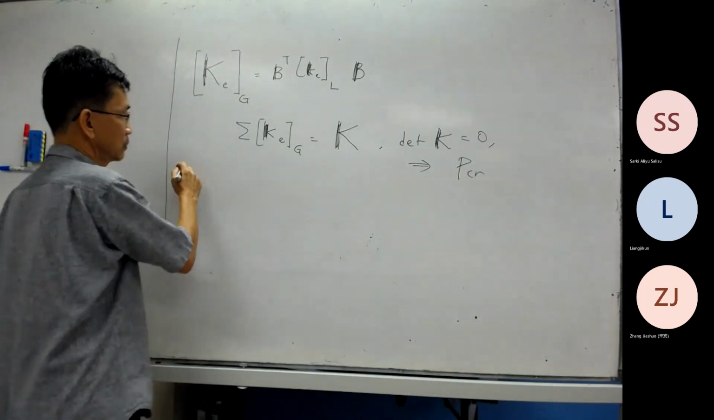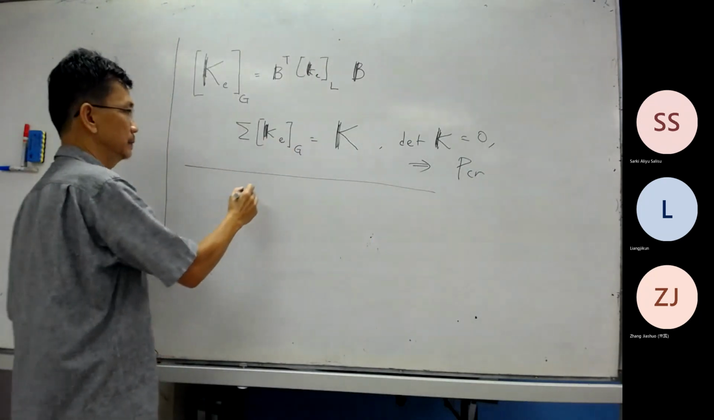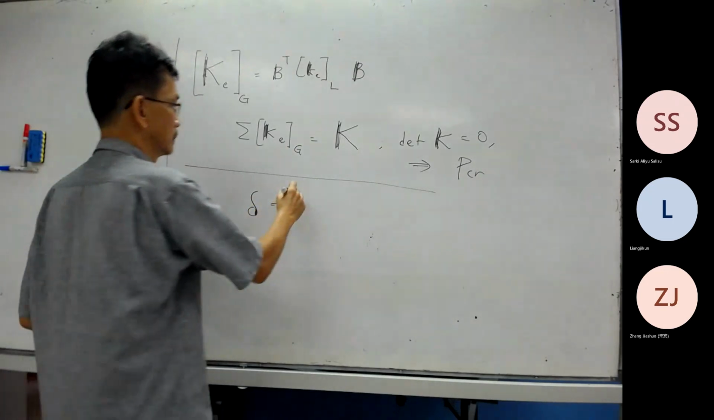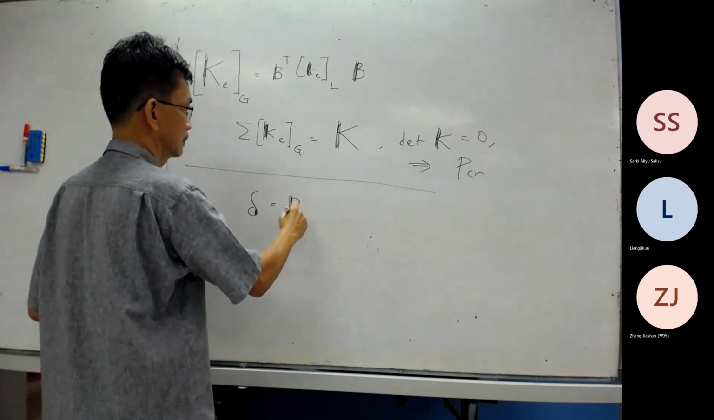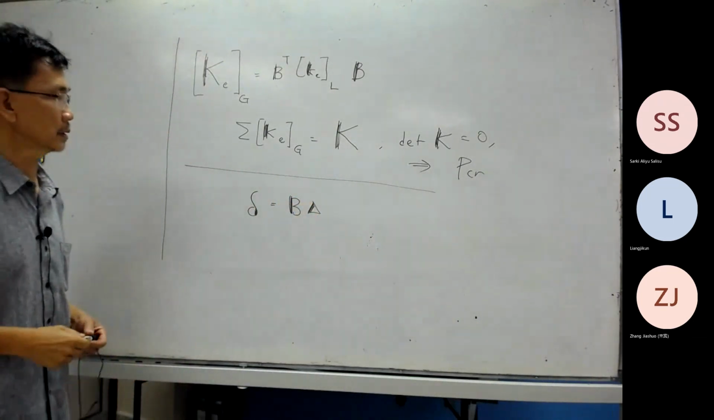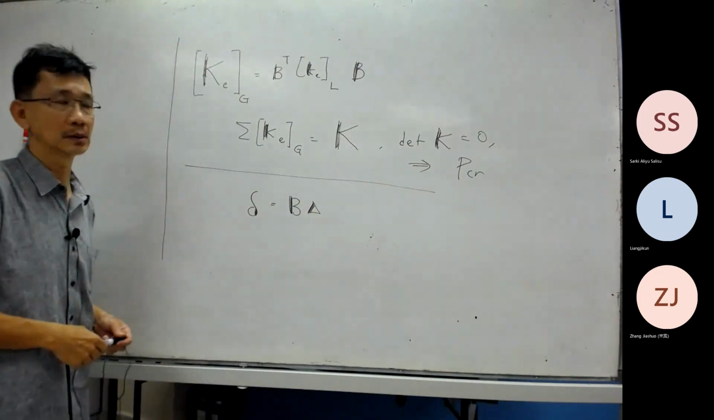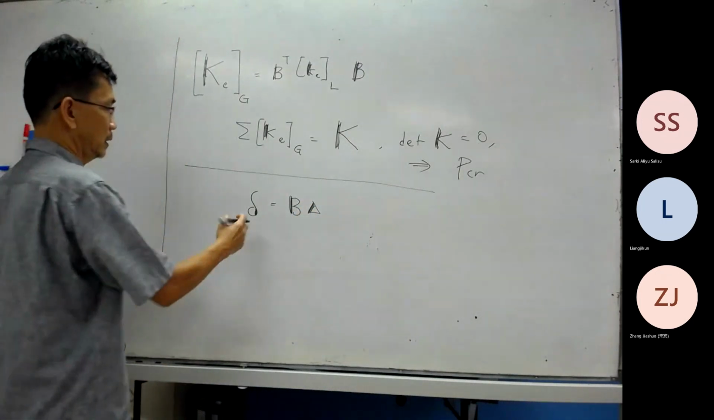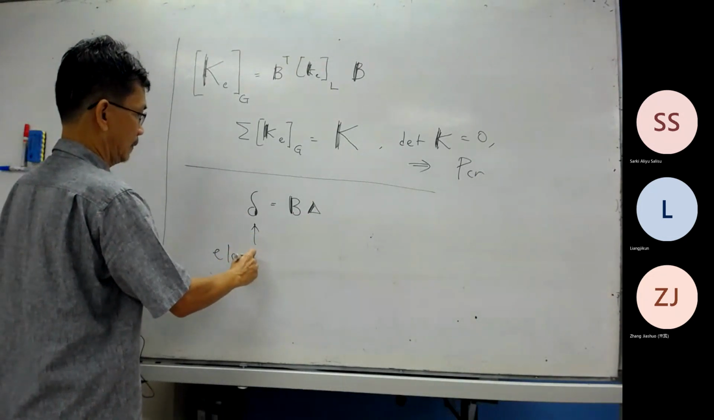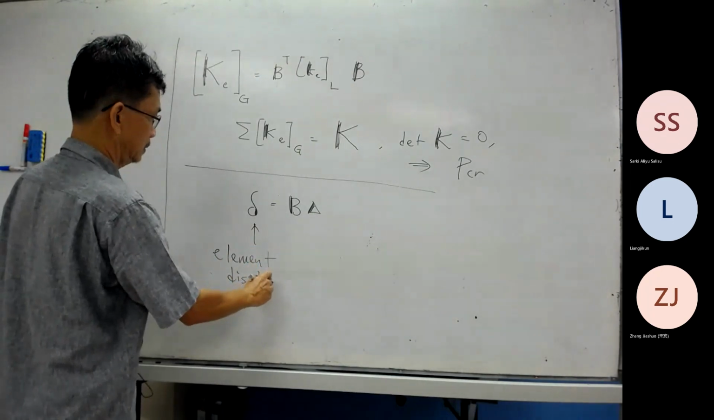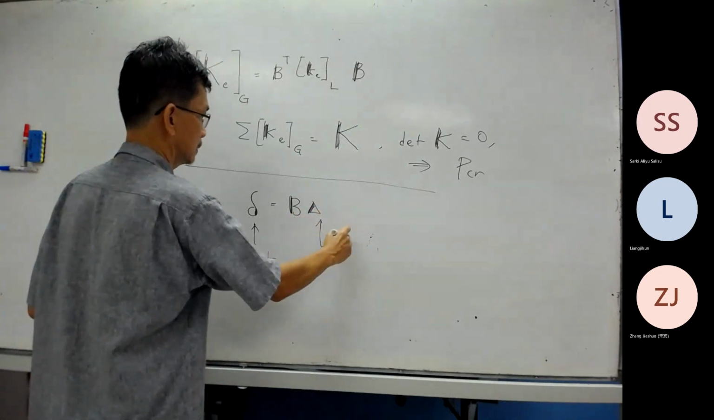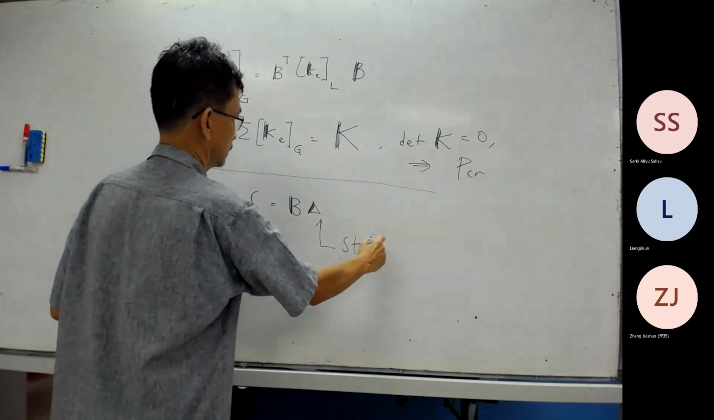So now how to get B? B is actually relating the element displacement to the structure displacement. B is relating the element, this is at element level. Element displacement. This is the structure level displacement.